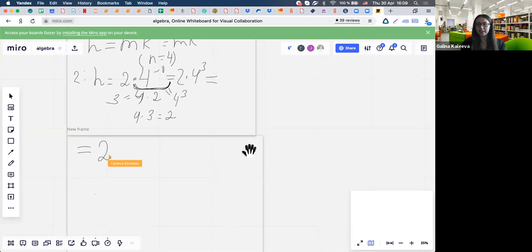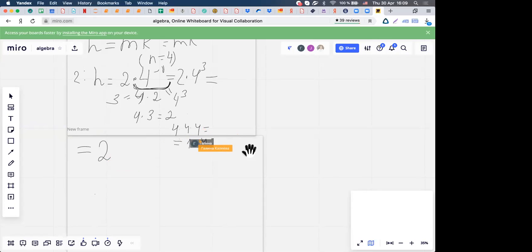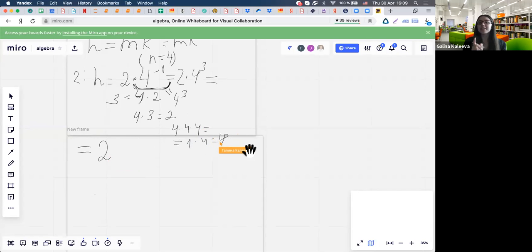So let's find 4 cubed. Let's find it directly. Let's take 4 and multiply by 4 and multiply by 4. 4 squared. What is 4 squared? It's 16, which is 1, yeah? And 1 by 4 equals 4. But knowing that 4 squared is 16, which is 1, we can notice that the inverse for 4 is also 4, yeah? So we don't even need to find the third power, actually.